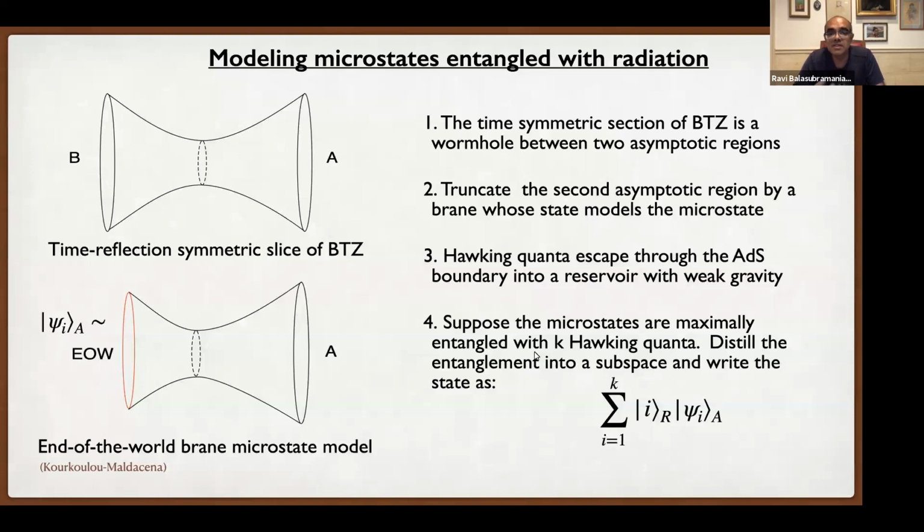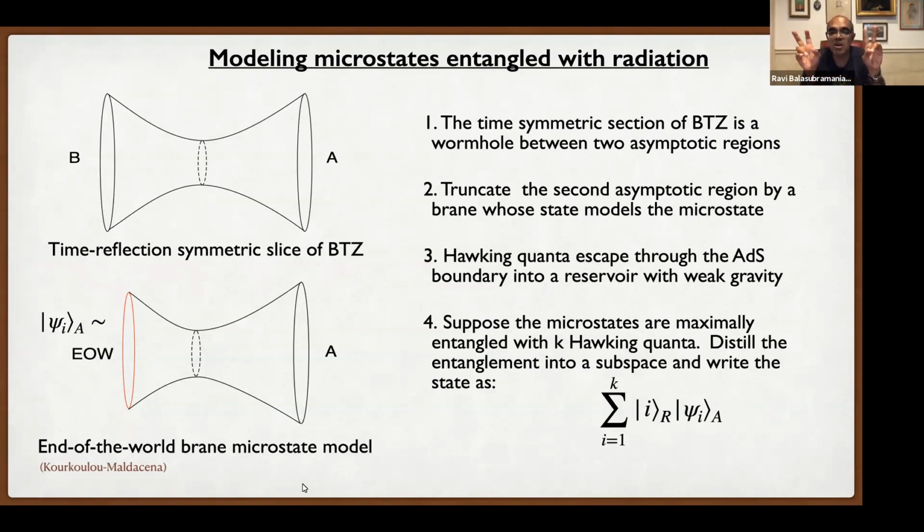And so in this setup, we're going to imagine that the microstates have been entangled with K Hawking quanta. So the quanta have been radiated, so they're out there. And we're going to distill that entanglement into a subspace and write the state of the system as some possible states of the radiation entangled with the possible states of this end of the world brane. So that's going to be our setup for the state of the system that we're going to look at.